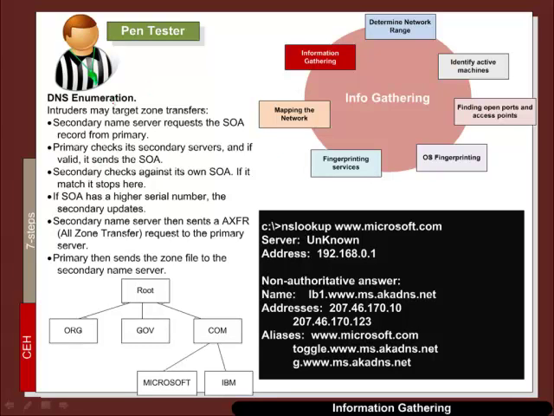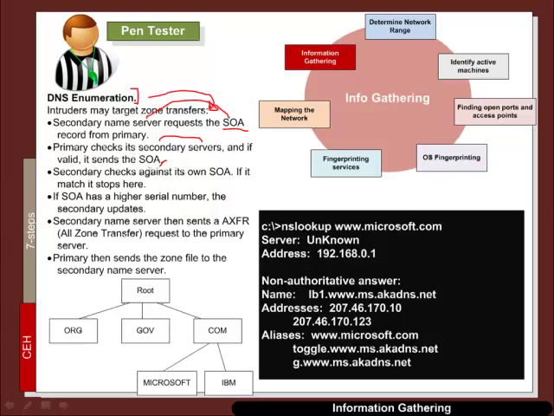Another place that we can find information is from DNS enumeration. For this, an attacker might target a zone transfer, and a key part of this is the SOA record. The secondary can request the SOA record from the primary DNS server for the zone, and the primary checks that the one that's requesting is a valid one, and then it sends it on.